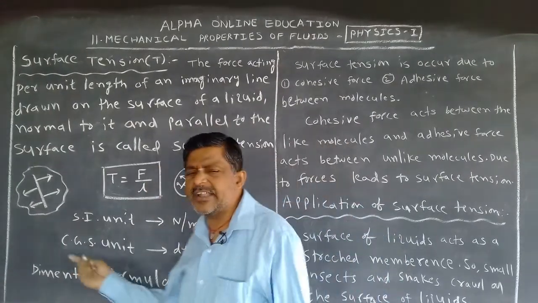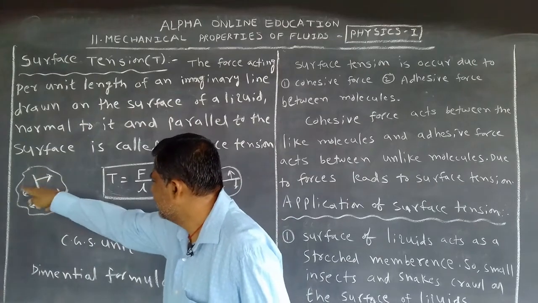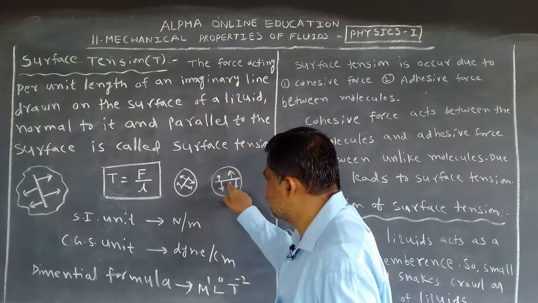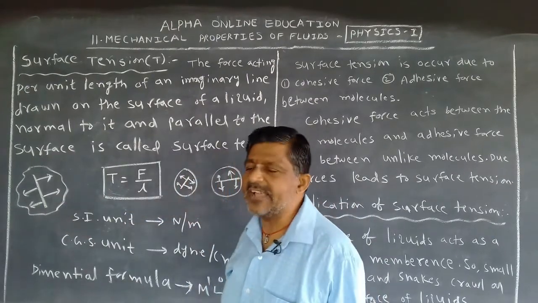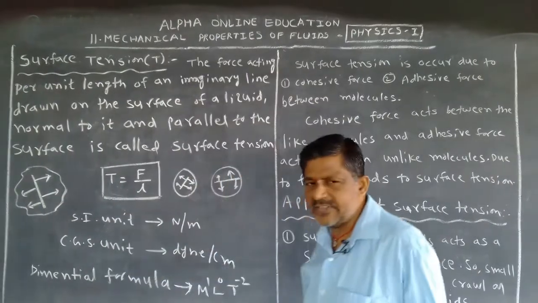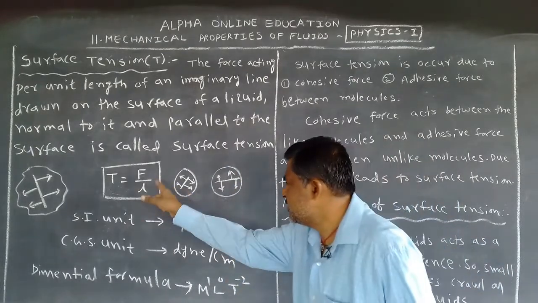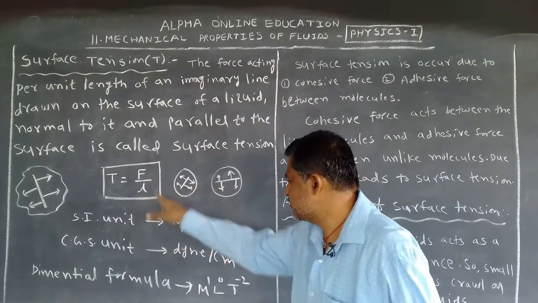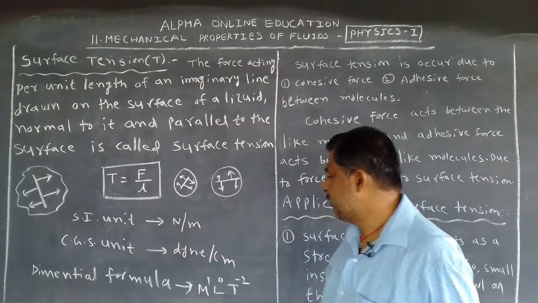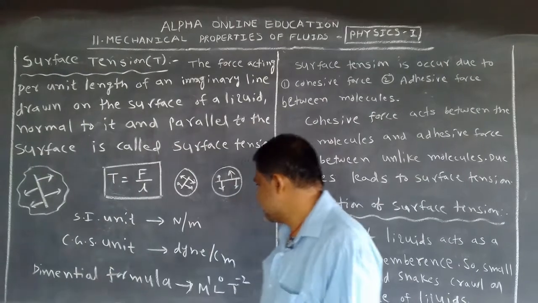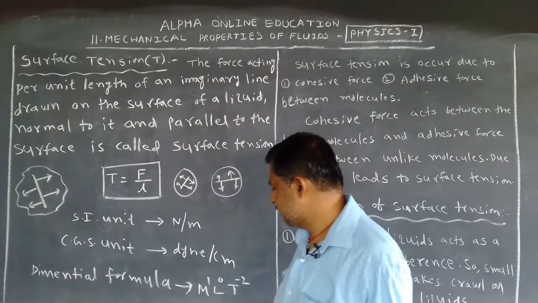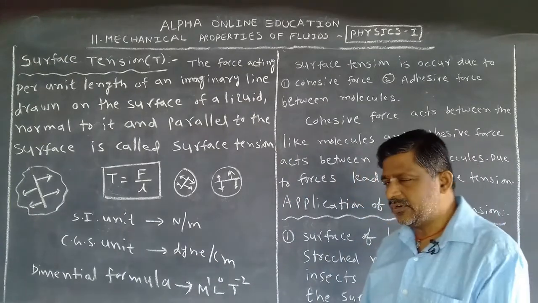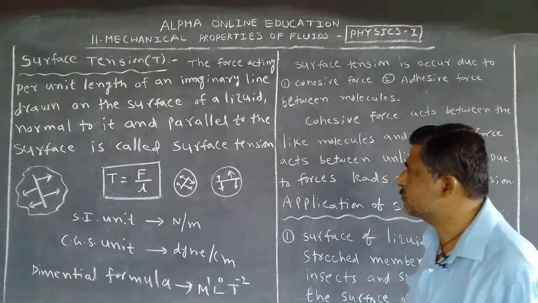The imaginary line, as you wish, you take here, here, here, or like this. These all are which ones? Imaginary lines. So what is the equation for surface tension? T is equal to F by L. What is the SI unit? Force is Newton, length is meter, so Newton per meter. CGS unit, dyne per centimeter. What is the dimensional formula? M1 L0 T to the power minus 2.